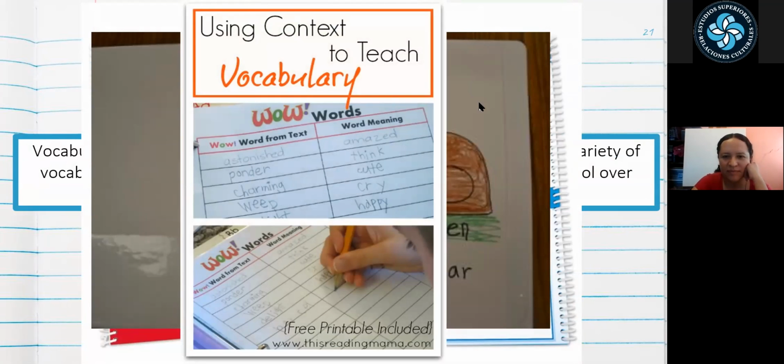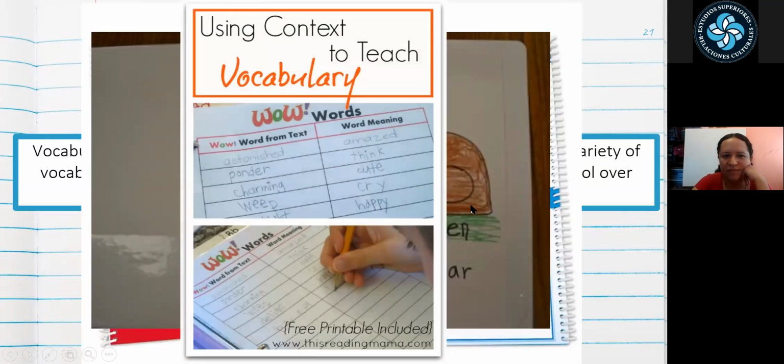And here, for example, we have another one. As you can see, this is for older learners, not young learners. For example, here we have the word from the text and the meaning, right? The synonym, as you can see. Charming, cute, weep, cry. So instead of drawing, they can put the synonym, right? To clarify the word.